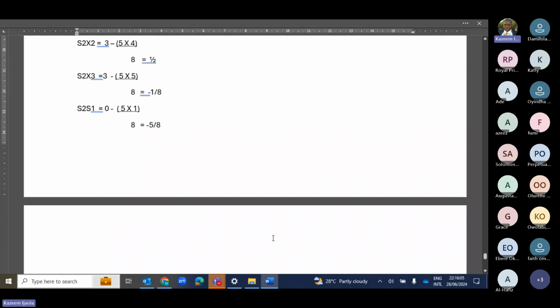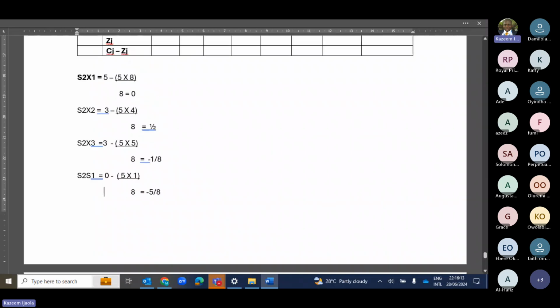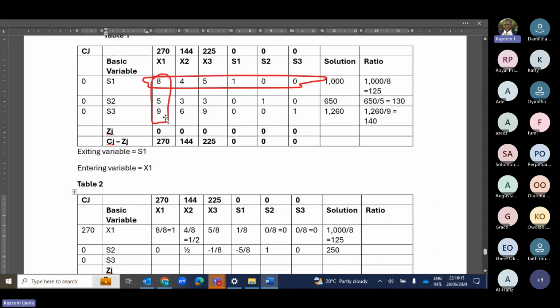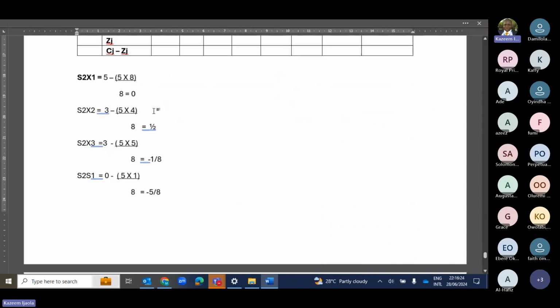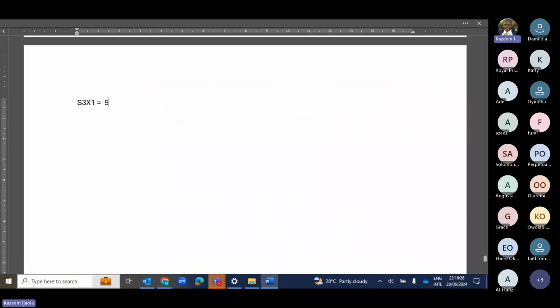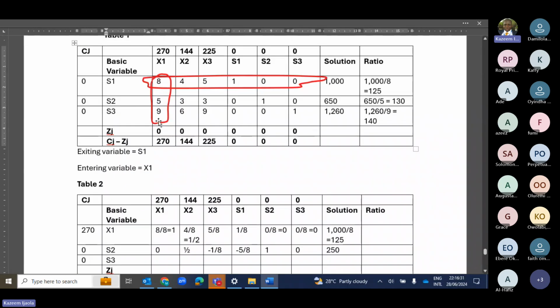So for S3, X1, it's still the same now. So what is the initial value? That's 9. It is your 9 here. Initial value is your 9, minus what is your key column value? It is still the same 9 because it's on the same row.